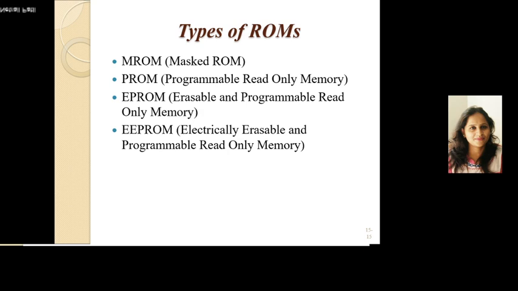And the next one is EEPROM, which means electrically erasable and programmable read-only memory. It is a type of non-volatile memory used in computers and other electronic devices to store small amounts of data that must be saved when power is removed. The EEPROM is programmed and erased electrically. It can be erased and reprogrammed about 10,000 times. Both erasing and programming take about 4 to 10 milliseconds.